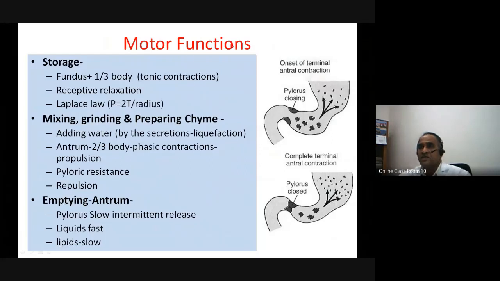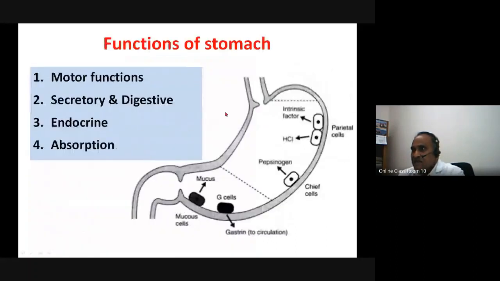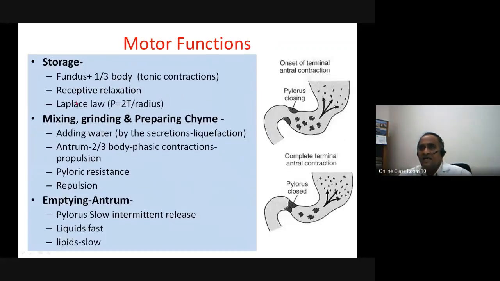So the motor functions include the storage. The motor function is performed by the fundus and one third of the body. So say for example, this component is a circular ball-like thing I am making. This is the fundus and the body, and this performs the motor functions. What is their function is to have a receptive relaxation, allow the entry of food, accommodate the food and store the food. So it allows the entry, receives the food and relaxes, and then it will try to hold the food or store the food in the place.